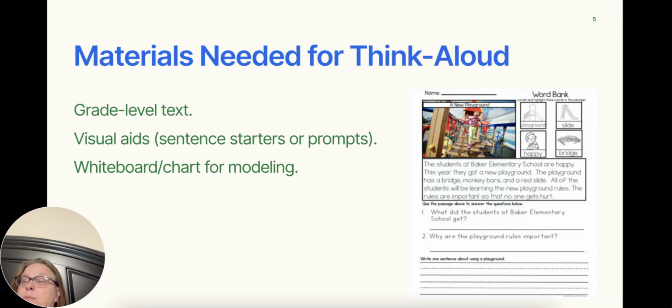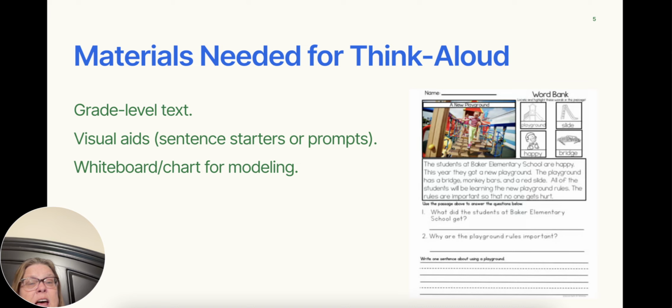So to implement the Think Aloud effectively, you'll need grade level text, either fiction or nonfiction, visual aids like sentence stems or thought prompts to guide the students, and a whiteboard or chart paper to model your thinking. These materials are going to help ensure that the students have the tools that they need to fully engage.